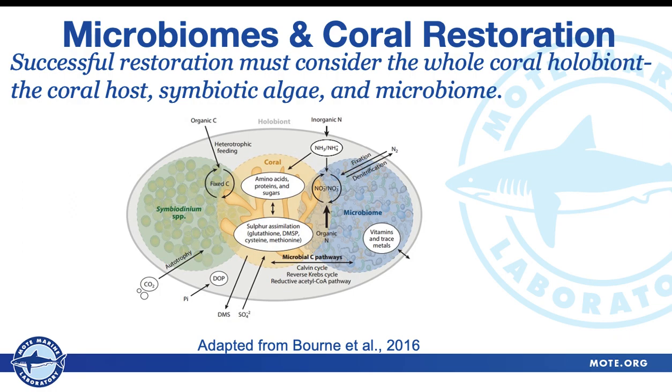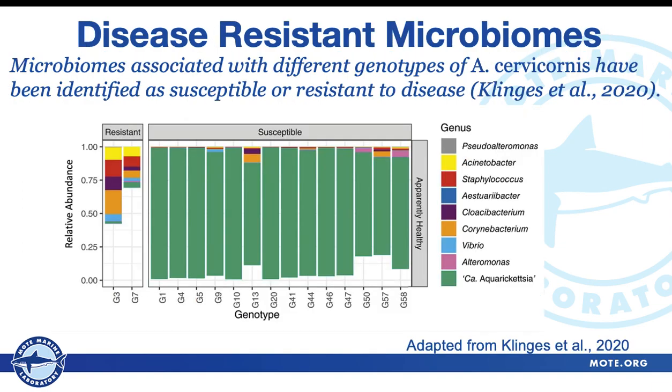And this plot's a great representation of the relationship between the different aspects of the holobiont. As you can see, there's a lot going on on the microbiome side of the plot, because the microbiome provides a lot of different services to its coral host, such as it can affect disease resistance.